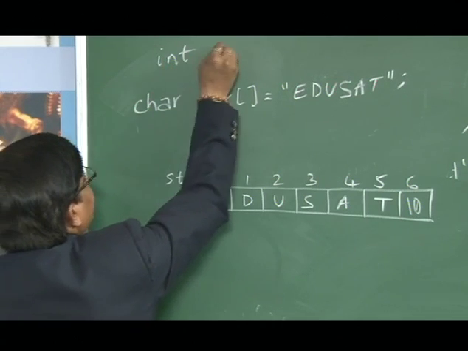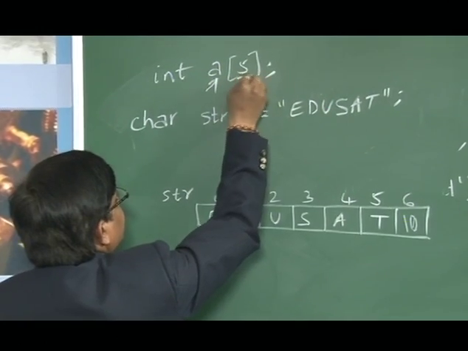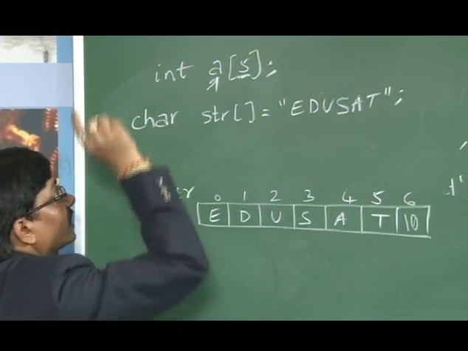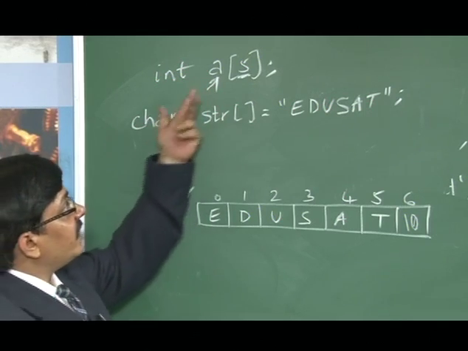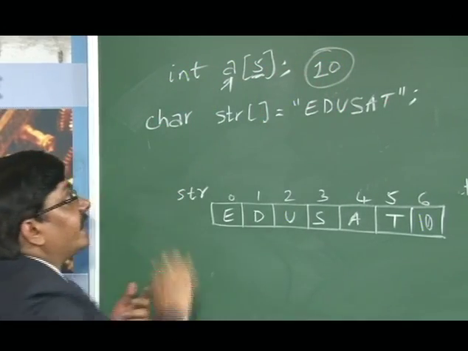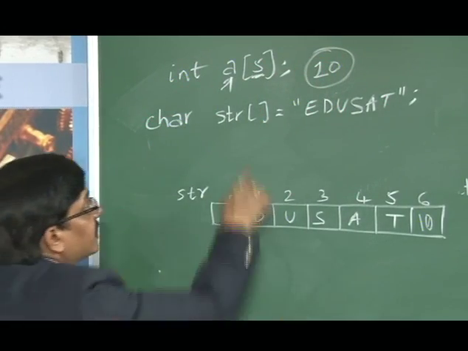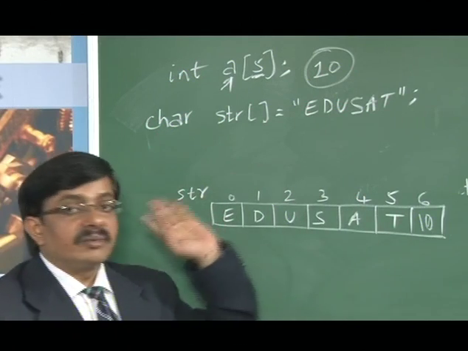Similarly, if I declare int a of 5, what is the size of A? I am mentioning the size of A as 5. How much memory is allocated? If each integer takes 2 bytes, assuming a 16-bit machine, then 5 into 2, 10 bytes is the memory allocated for A. Whereas in the string case each character takes 1 byte, so 7 bytes of memory will be allocated.